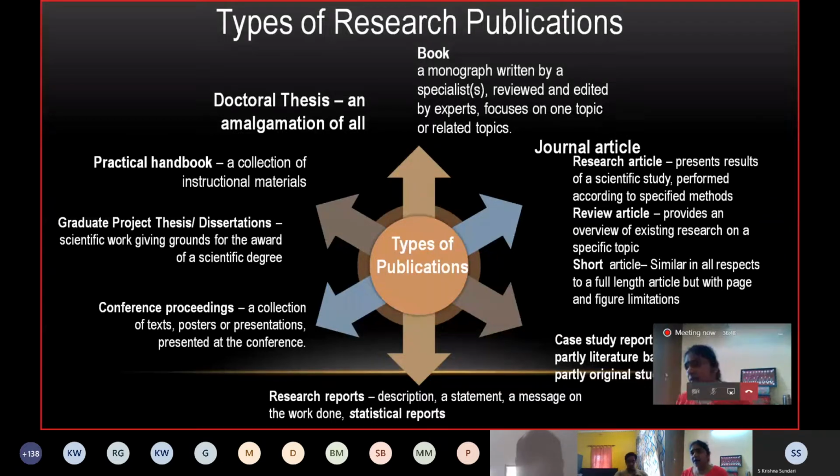Then there is another kind of publication called a practical handbook. These days, particularly when you are taking online courses, there are some virtual laboratories held online, and these virtual laboratories require the development of online handbooks or practical handbooks. So that is also one type of publication that you can make.